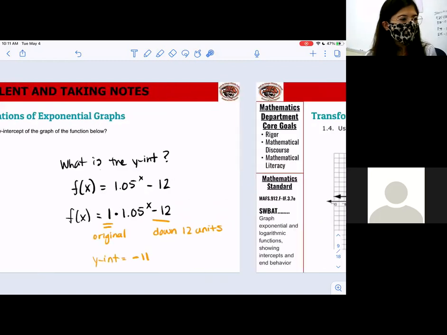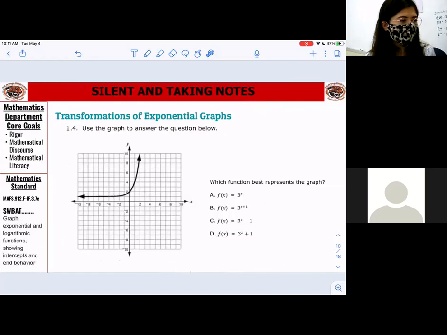Okay. What about on a graph? So think about this one. You should try to put everything all together now. I'll give you a couple seconds. 30 seconds. Shouldn't take you longer than that. So don't try to overthink it. Just remember what we just talked about.